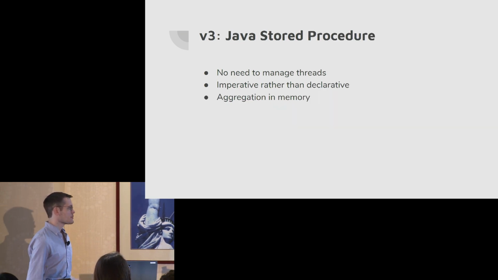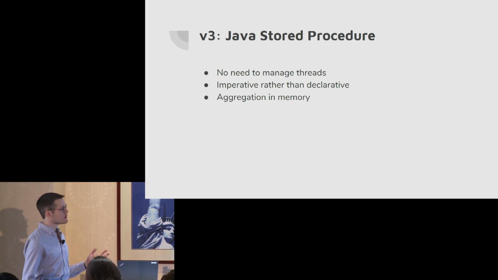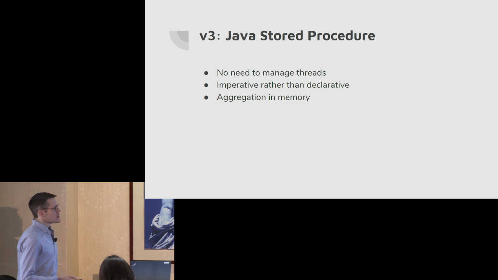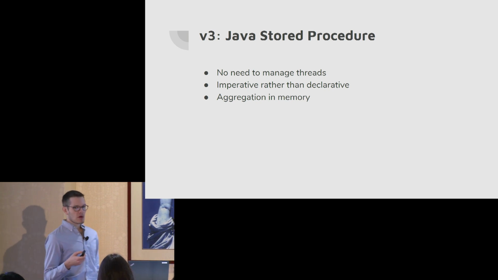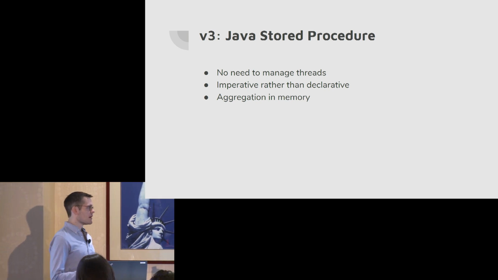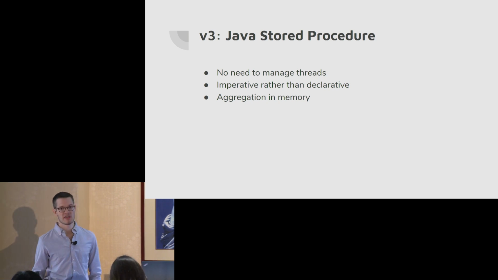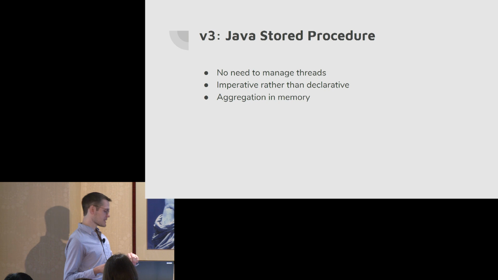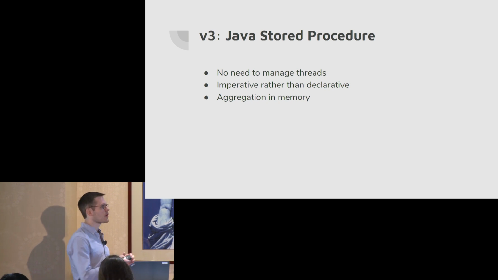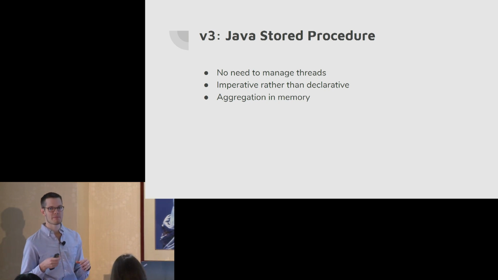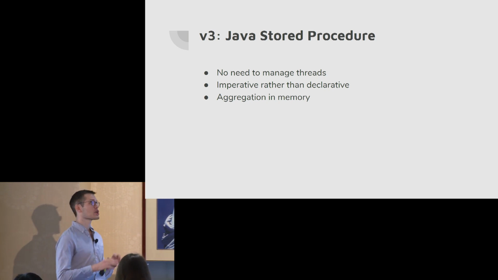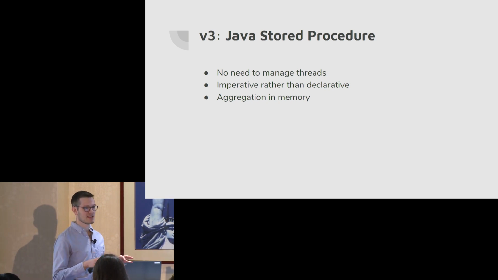So then Java stored procedures, what's the deal there? Why should you do that? Or maybe you shouldn't. So for us, there was no need to manage threads anymore. So that was nice. And then we could do some imperative rather than declarative graph traversals. So that was also becoming pretty nice. We started doing cute things like you saw before with that dynamic label setting. And we were starting to realize that with the way the algorithm had been written before, there were a lot of conditionals in this algorithm.